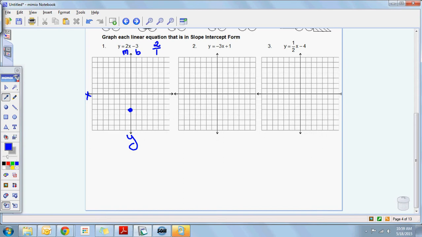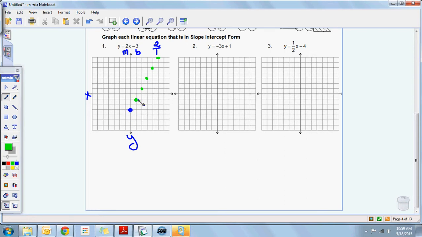I'm going to change my color. 1, 2, and then over 1. Remember to always run to the right. Up 2, over 1. And I'm going to keep going until I can't graph any more points. 2 over 1.